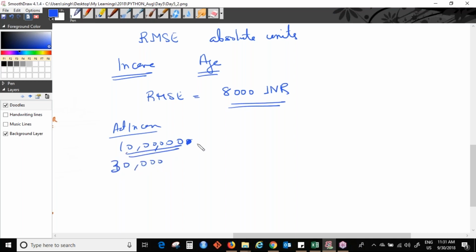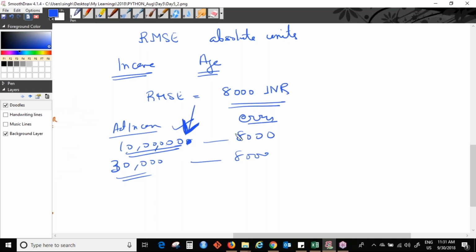If it is 10 lakhs, then an 8,000 error is not bad, because if the actual value is 10 lakhs, your error is only 8,000. But if the actual value is 30,000 and the error is 8,000, then it's not a good model, because even for 30,000 it is not able to predict correctly. So you need this column to be able to conclude whether the model is good or not. That is the disadvantage.